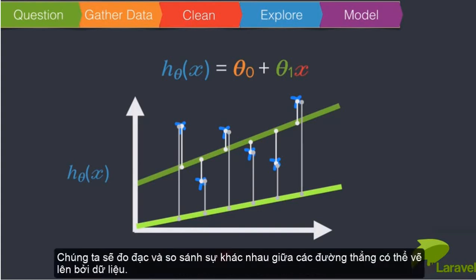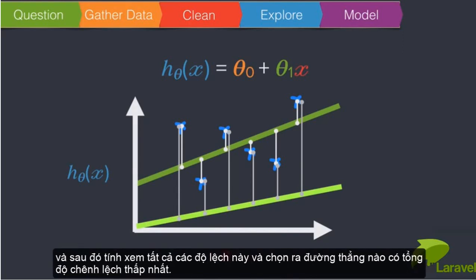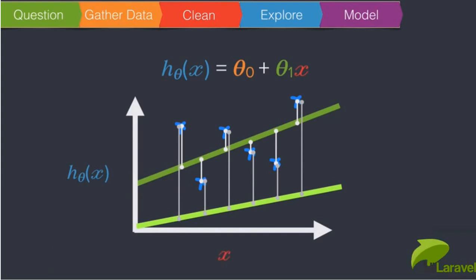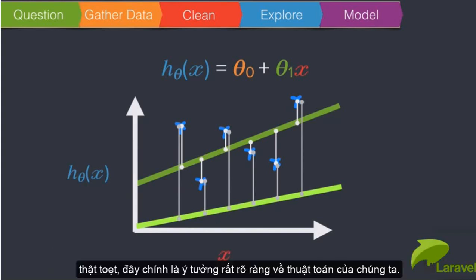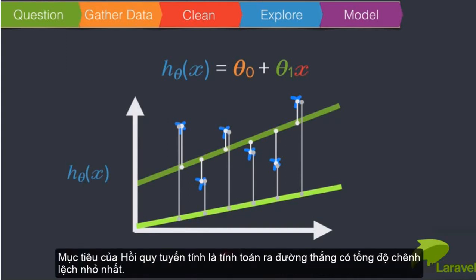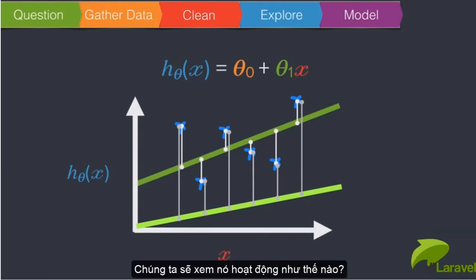So now we have a measure by which to compare the different lines that we can draw through the data. All we have to do is look at the size of the residuals and choose the line with the smallest residuals. And that's great, because now our algorithm has a very clear objective. The goal of our linear regression is going to be to calculate the line that minimizes these residuals. But how exactly should that work?